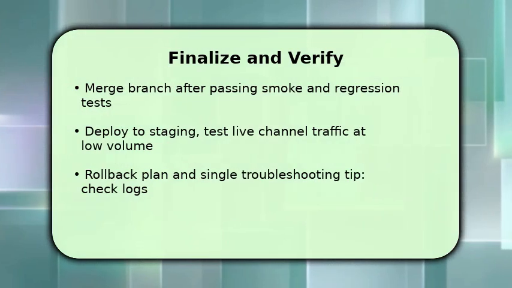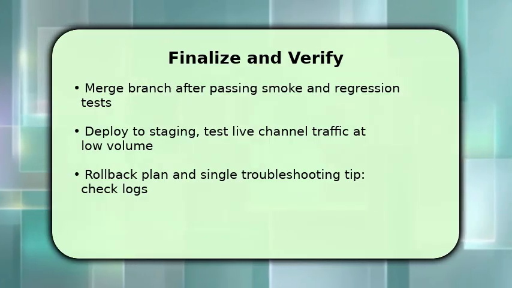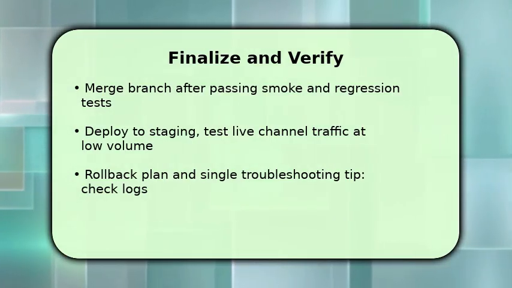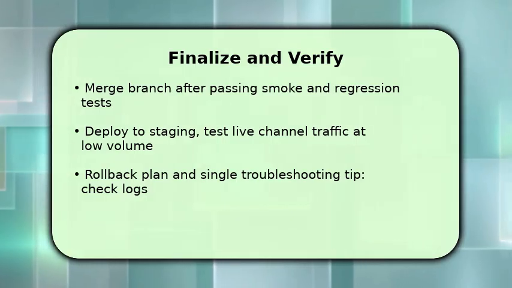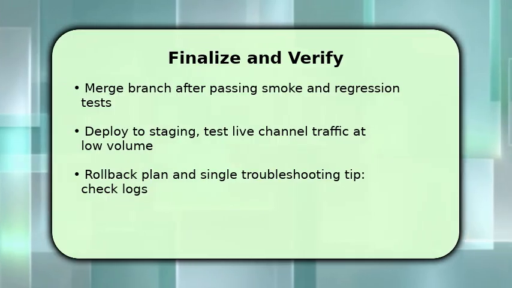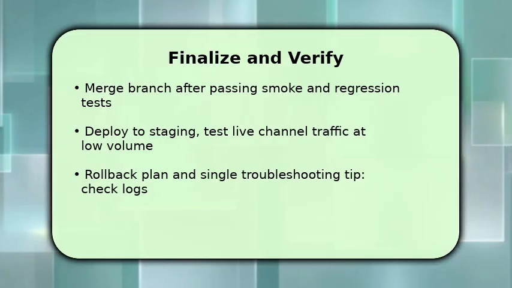Finish by merging your validated branch and deploying to staging where you can route a small percentage of live channel traffic to confirm real-world behavior. Monitor metrics and error logs closely. Make incremental increases only after each verification. Once satisfied, deploy to production with a documented rollback plan.